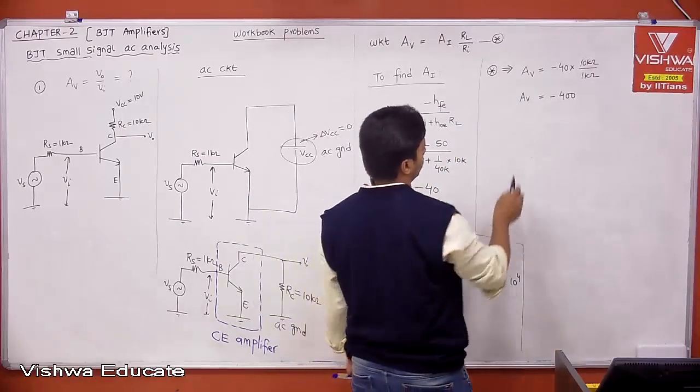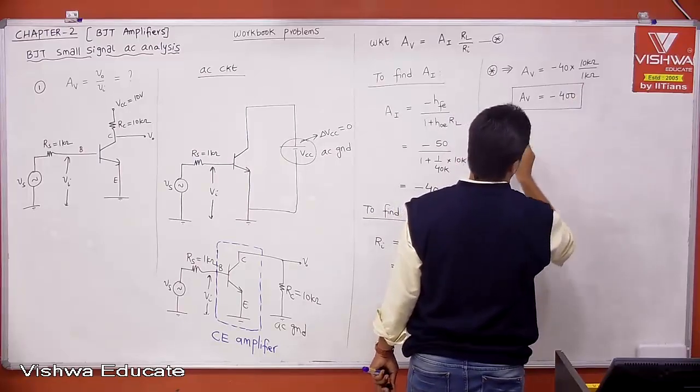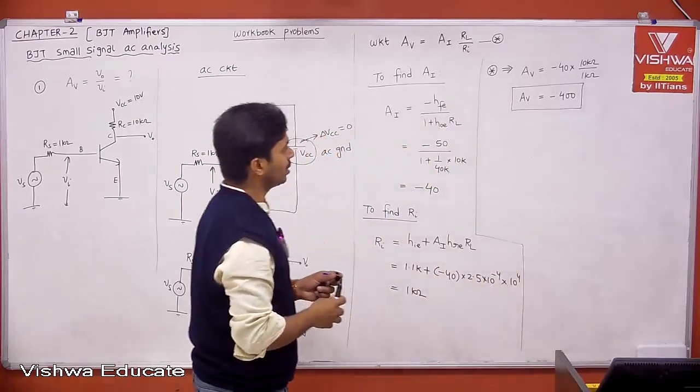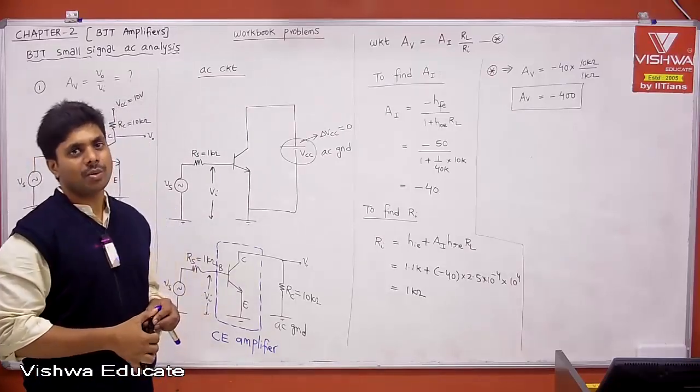Therefore, we got the answer. What is the voltage gain? Minus 400. I'll explain the meaning of minus. I can say the problem is over. With this, the problem is over.